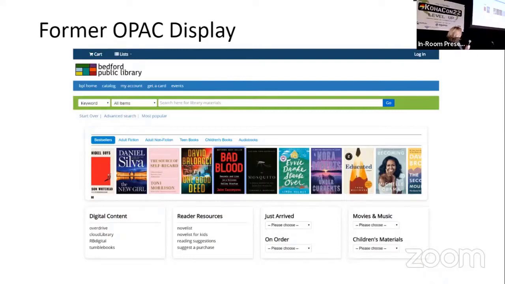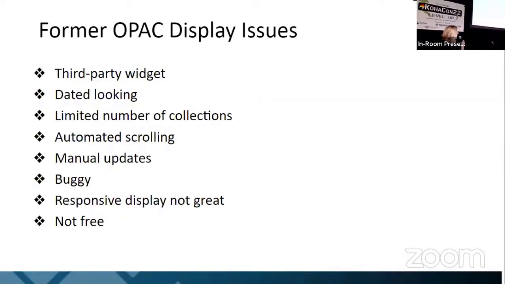So the issues we had: it was a third-party widget. It was a little dated looking, not bad, but just a little dated. We were only focusing on a limited number of collections in that display. It had automated scrolling, and for some people it was too fast, and for other people it was too slow. It would take a long time for the entire carousel to run through, and that also frustrated people.